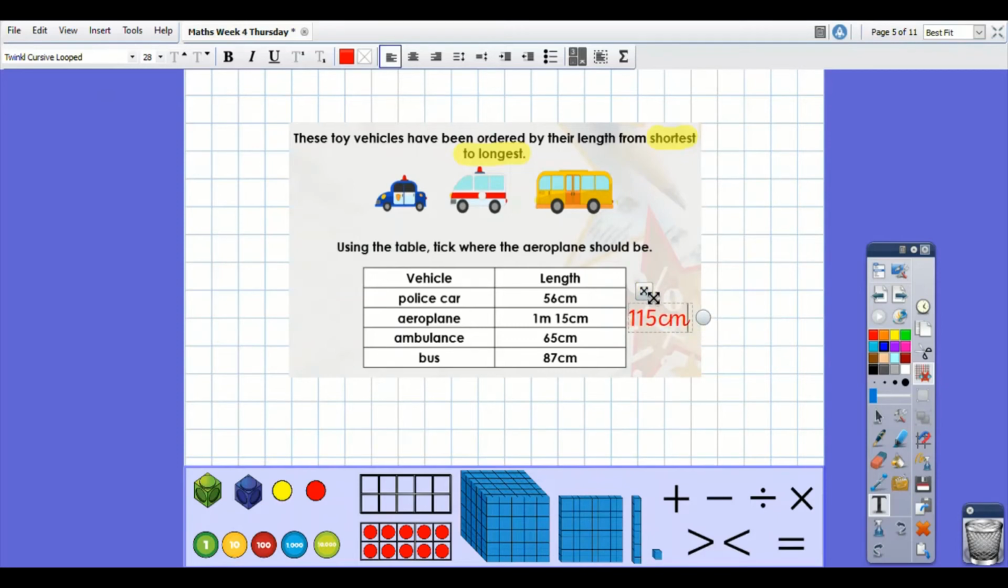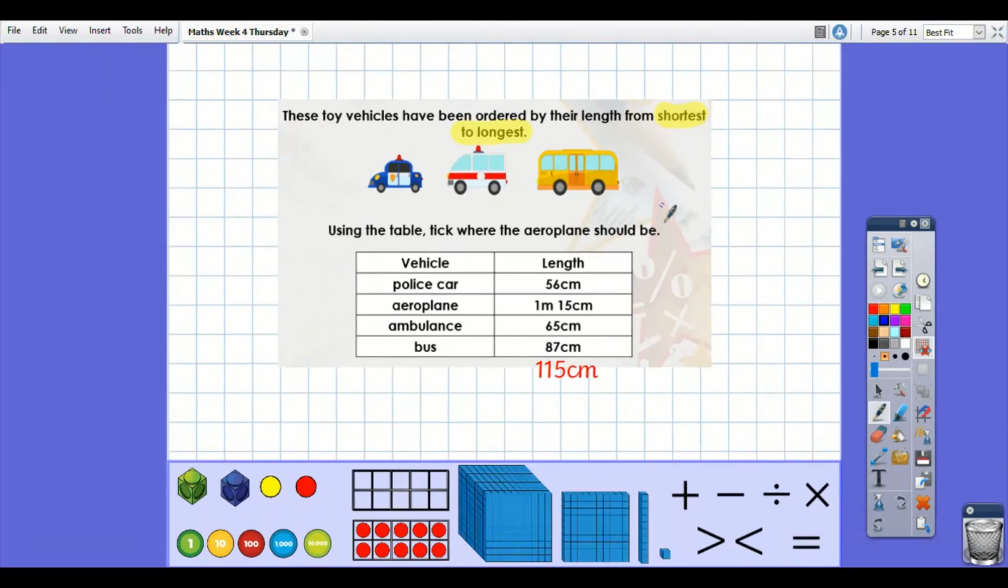So where does that need to go? That's the biggest length. So really the aeroplane needs to be at the end. So I would tick here with a really squiggly tick, I do apologise. And that's where the aeroplane would go because it is the longest toy vehicle.